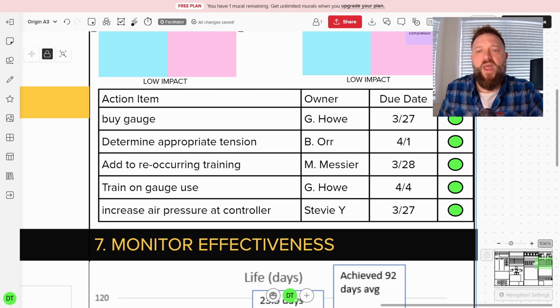Sometimes you may have to move out due dates. I would suggest putting a single line through the original due date and writing a new due date. That's okay. However, if we see multiple dates being crossed out and the due date continuously being moved out, we know there's a problem. Maybe that's the time we get a champion involved.